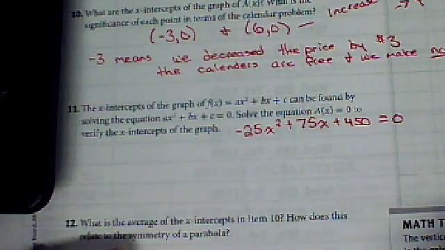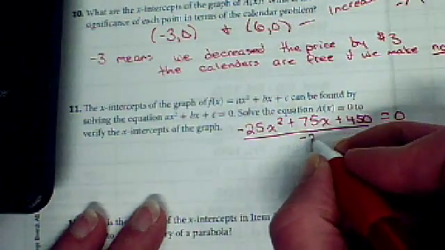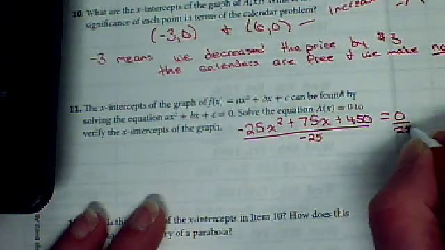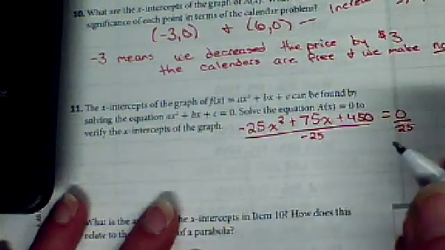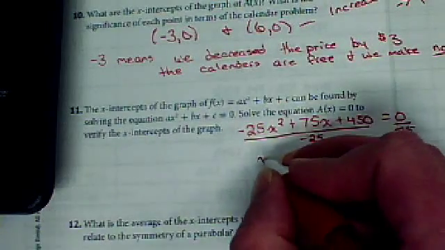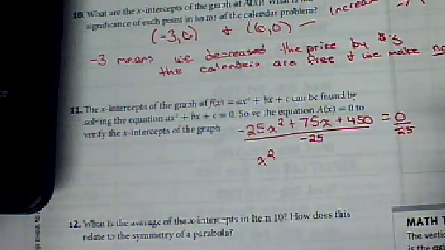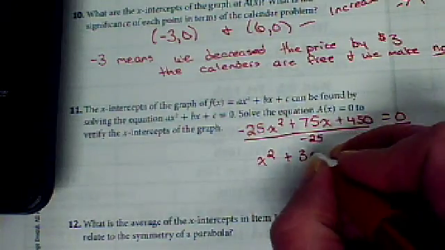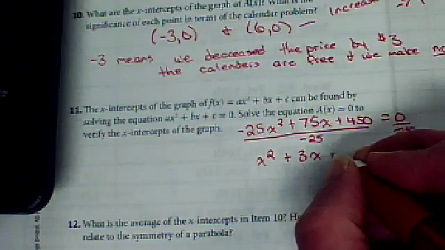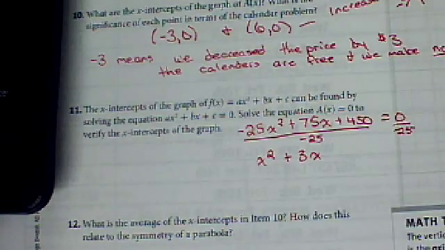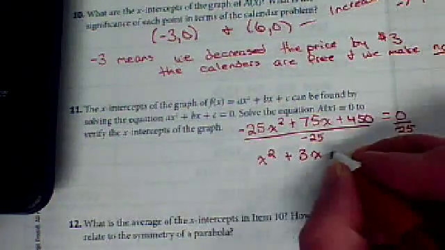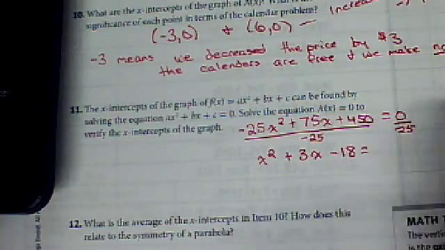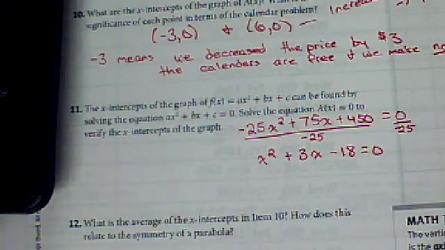Now let's see. Let's divide both sides by negative 25 and make this a little bit easier to work with. If I divide negative 25 by negative 25, I'll get a 1, so 1x squared would be x squared. 75 divided by negative 25 is 3. 450 divided by negative 25, use your calculator if you're not sure, gives me negative 18. Equals 0, since 0 divided by anything is 0. x squared plus 3x minus 18.